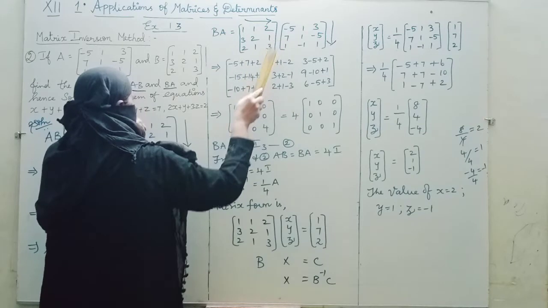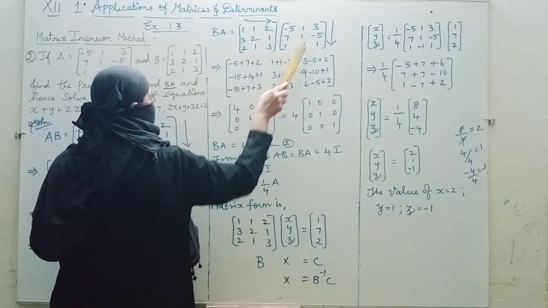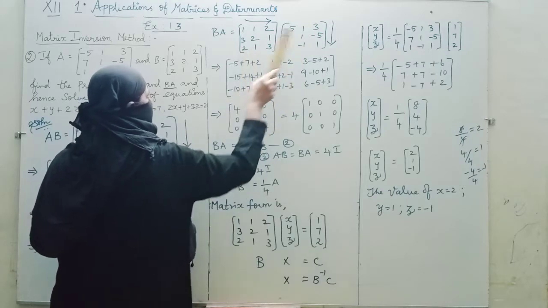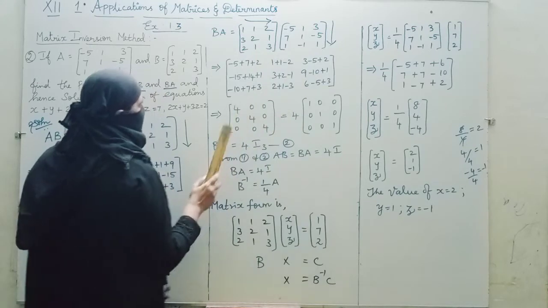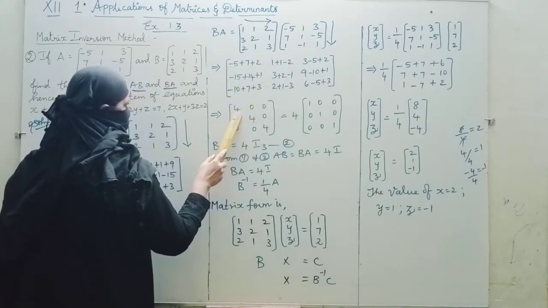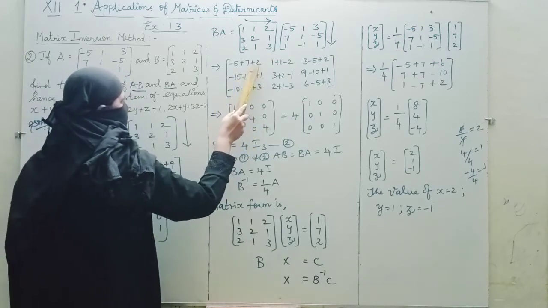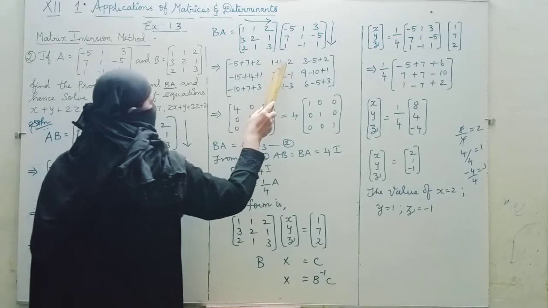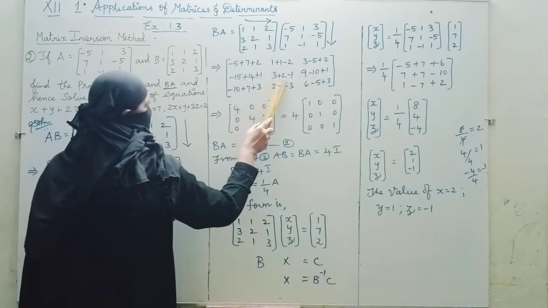Next one is 7, 3. Next one 2, 1, minus 3. 3 2s are 6, minus 5, 3 1s are 3. Now you can simplify; if you solve this you can get 4 0 0 0 4. 7 plus 2 is 9, 9 minus 5 is 4. Similarly, here 0 will come, here also 0 will come, here 0, here 3 plus 2 is 5, 5 minus 1 is 4.